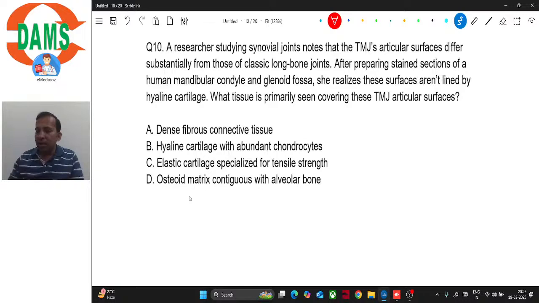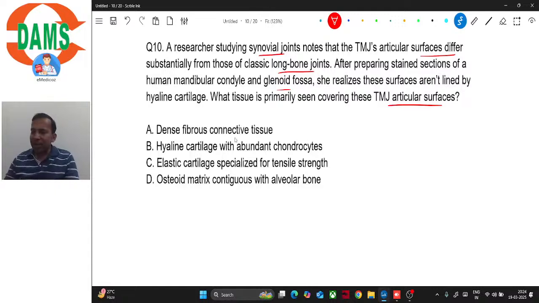So the next question: a researcher studying synovial joints notices that the TMJ's articular surfaces differ substantially from those of classic long bone joints. Long bone joints are lined by hyaline cartilage, isn't it? After preparing a stained section of a human mandibular condyle and glenoid fossa, she realizes these surfaces aren't lined by hyaline cartilage, as I just told you. All the other joints are lined by hyaline cartilage. What tissue is primarily seen covering these TMJ articular surfaces? So which tissue lines these articular surfaces?